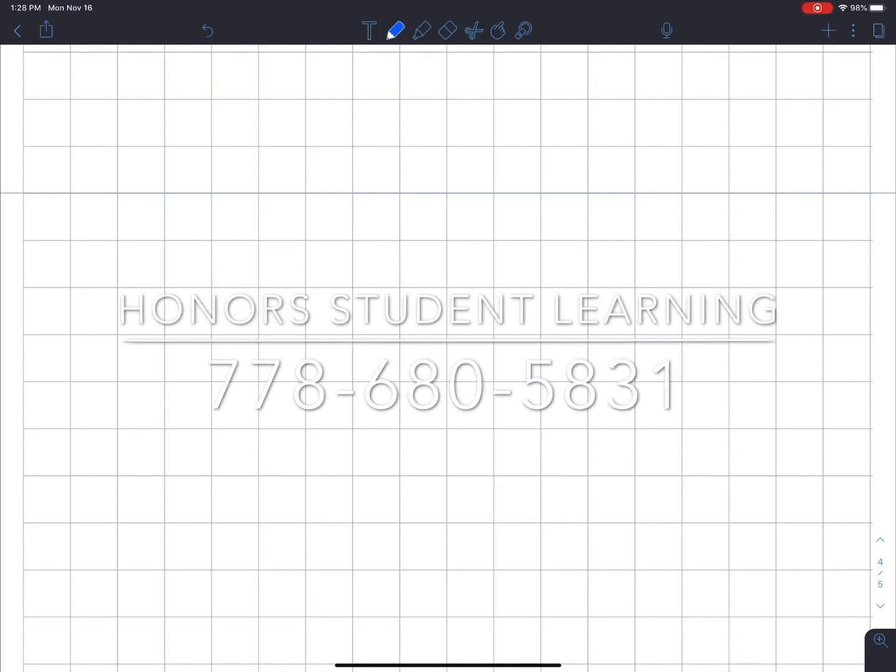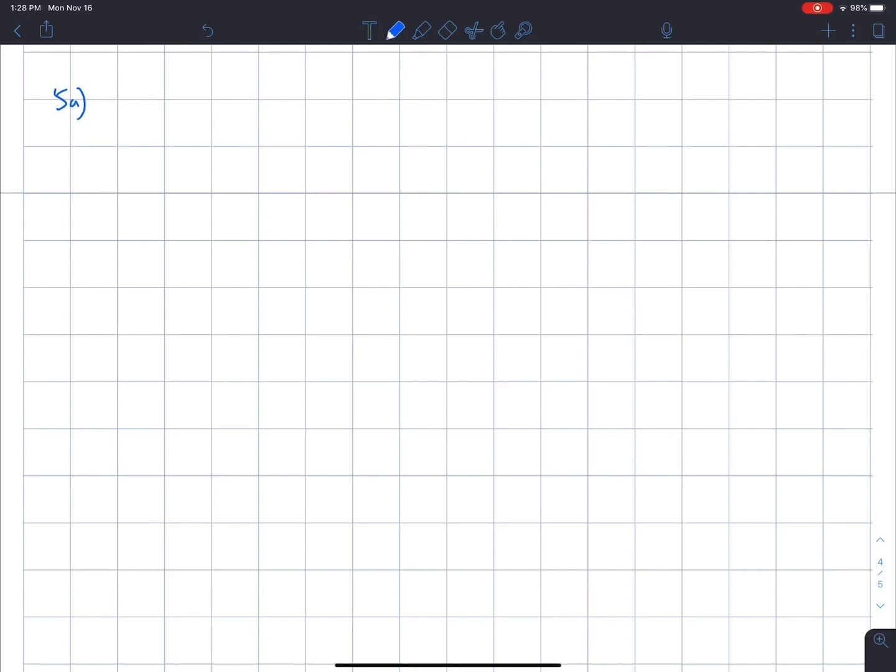Question 5, 5a. Negative 7 times, this dot means times, negative 8 times 3 over negative 42. What I can do first is say that because there are 3 negatives, 1 negative, 2 negative, and 3 negatives. Whenever you get an odd number of negatives, your answer is going to be negative.